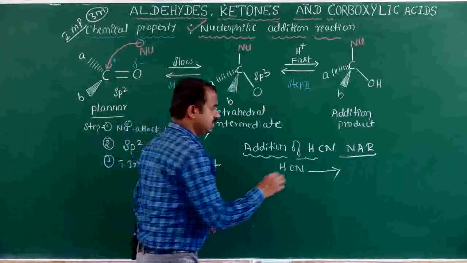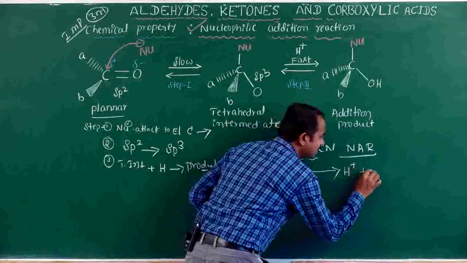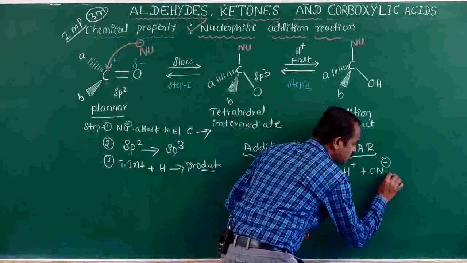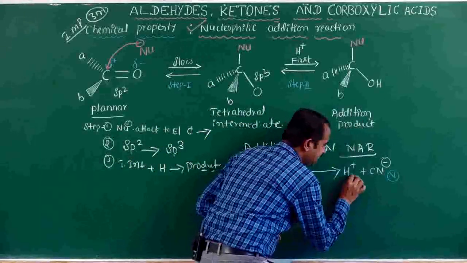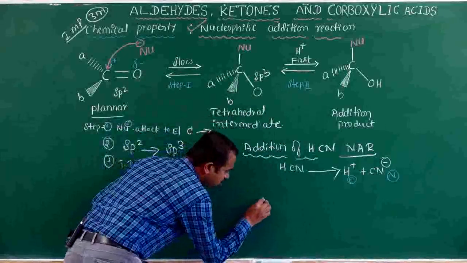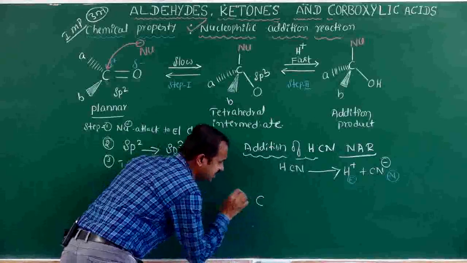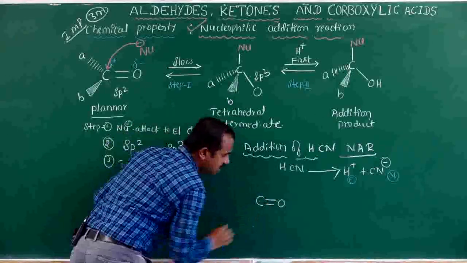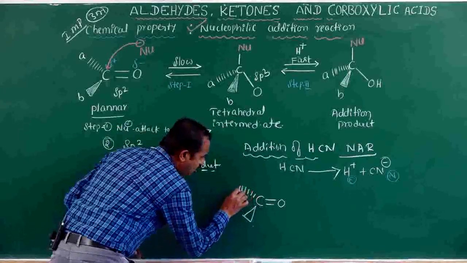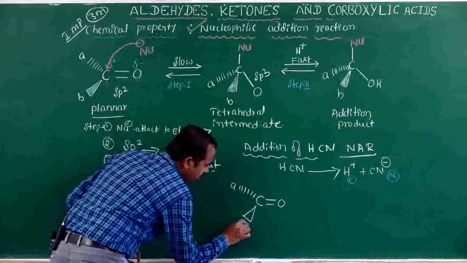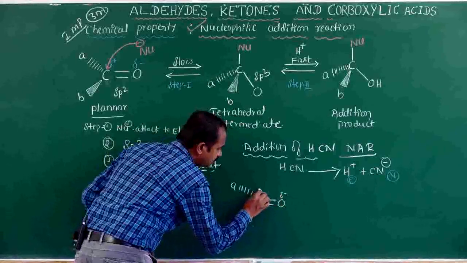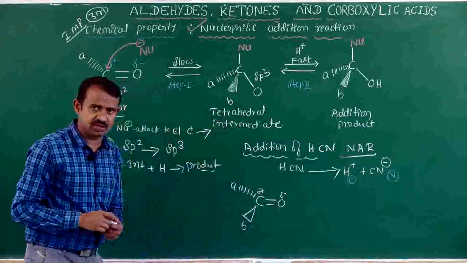HCN means H plus and CN minus. The CN acts as a nucleophile, and H acts as an electrophile. Coming to aldehydes and ketones, the general formula has a carbonyl carbon. Whether it may be an aldehyde or a ketone, here is the negative charge and here is the positive charge.